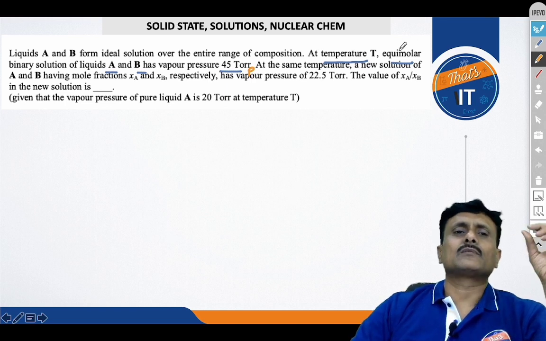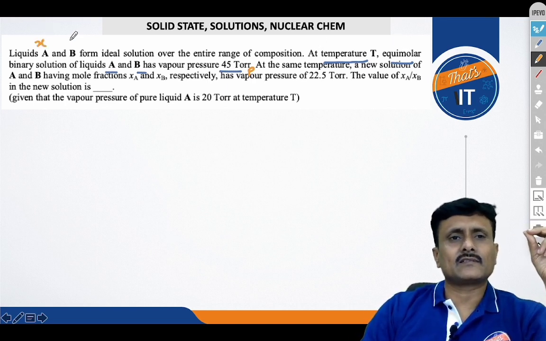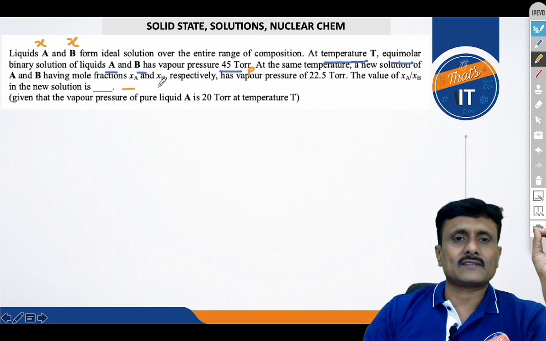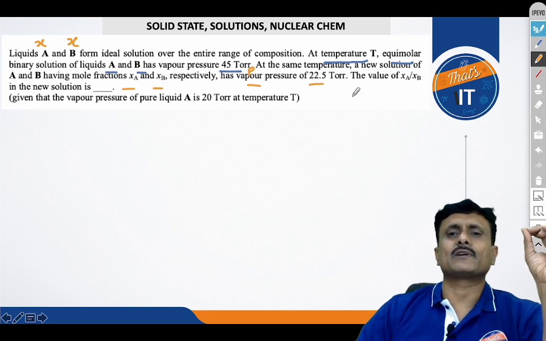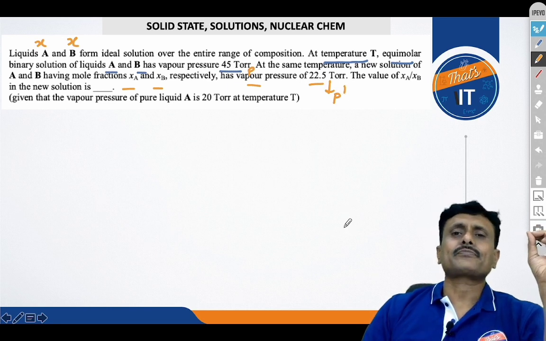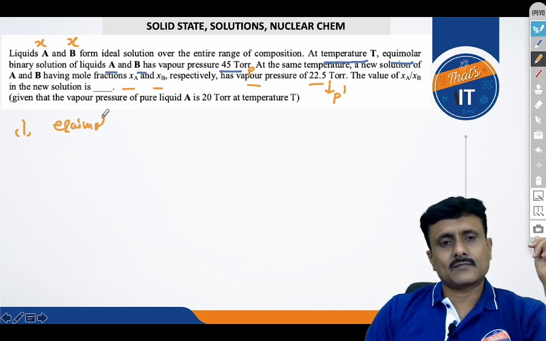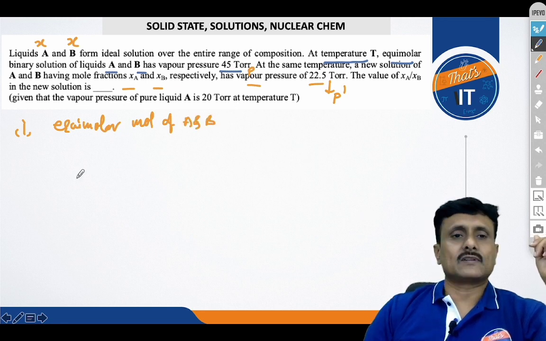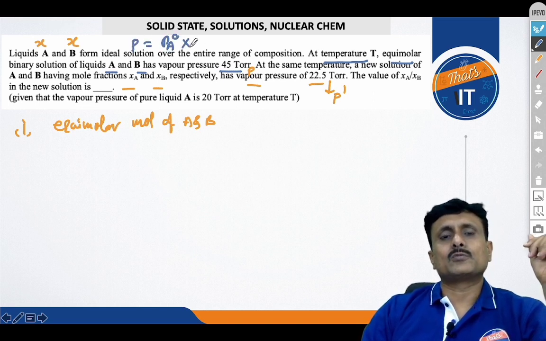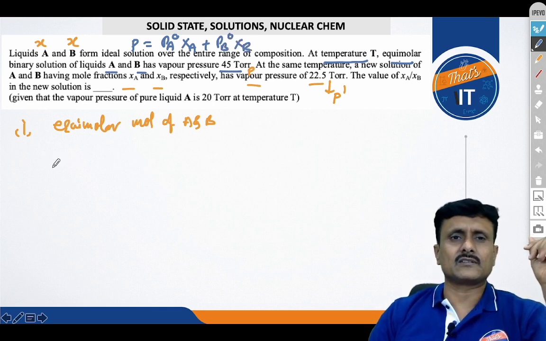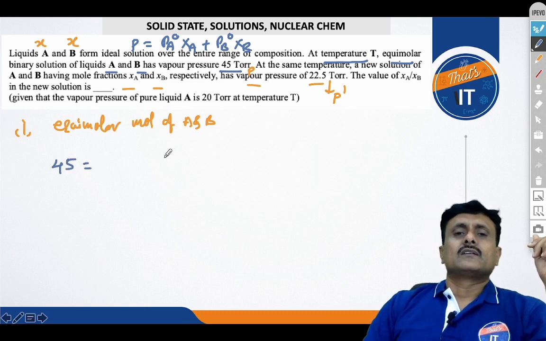And equimolar means the moles of A and B, let's say, is X. Now at the same temperature, a new solution of A and B having the mole fractions XA and XB respectively has a vapor pressure of 22.5. Now this is the changed value. Now you see in the first case, when equimolar moles of A and B are being taken, you will get the total pressure as that, right? For an ideal solution of two miscible liquids, you will be getting PA0 XA plus PB0 XB as the total pressure, right? So now I will be substituting here that the total vapor pressure is 45, equal to PA0.